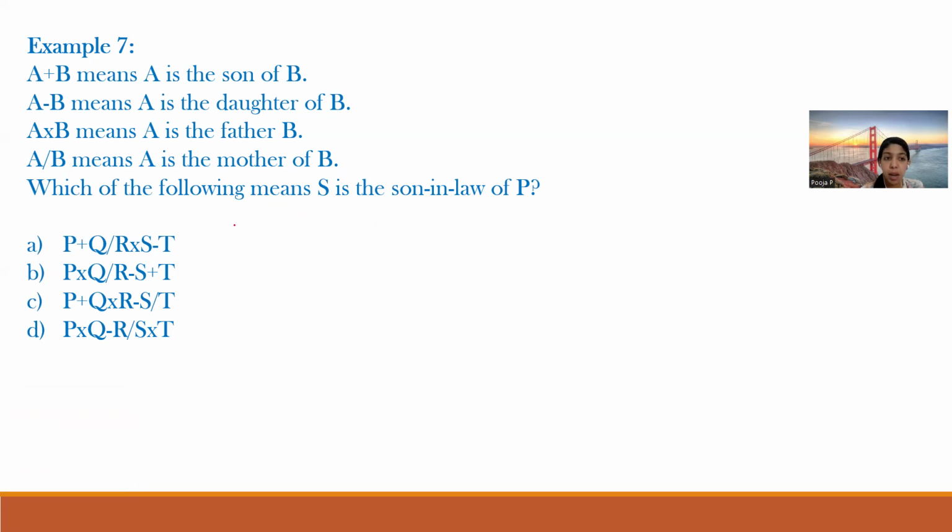Right. P plus Q: P is the son of Q. So Q is here in one generation, and you have their son P. Then Q divided by R means Q is the mother of R. So P is supposed to have a sibling R, and Q we know is the mother, none other than the female gender.